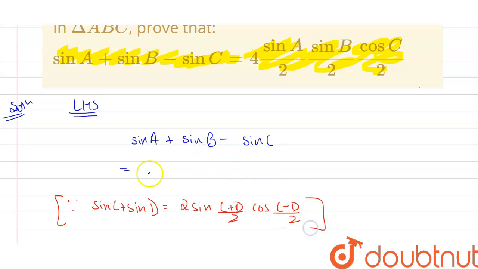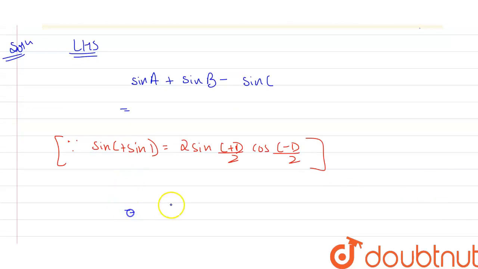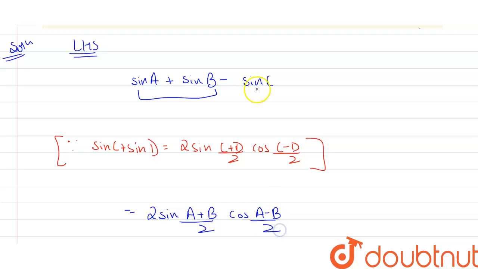So let me write this in the bottom section. If I remove the equals sign from here, sin A plus sin B can be written as 2 sine of (A plus B) by 2, times cos of (A minus B) by 2. And then the remaining part is sin C.